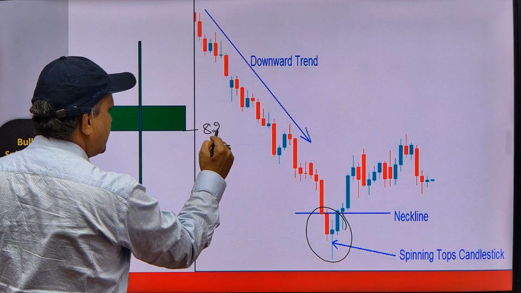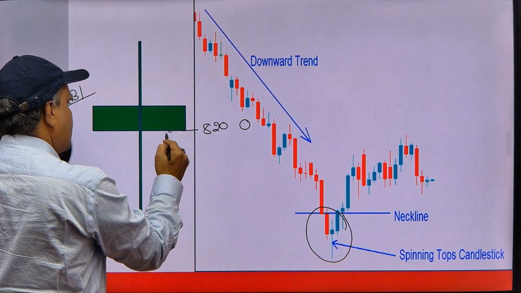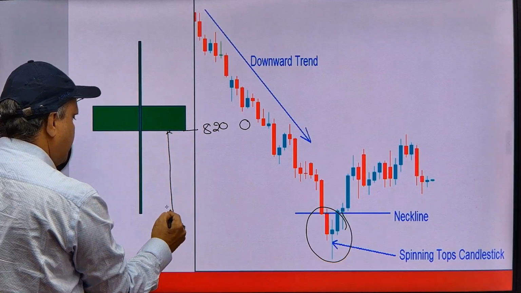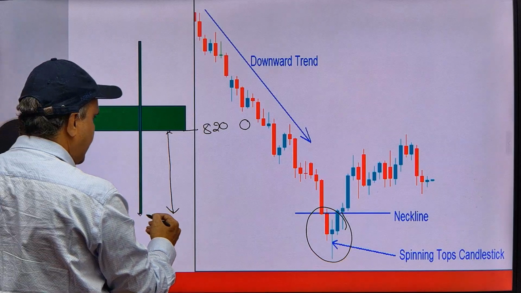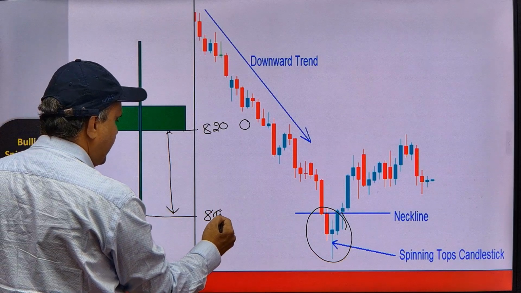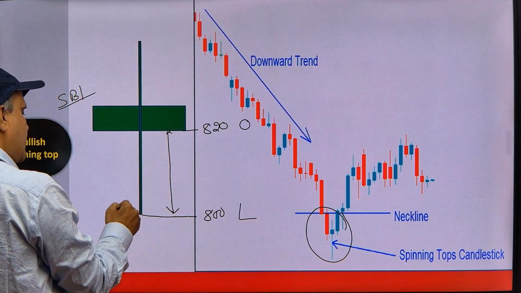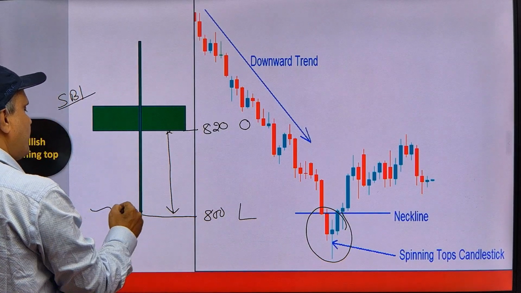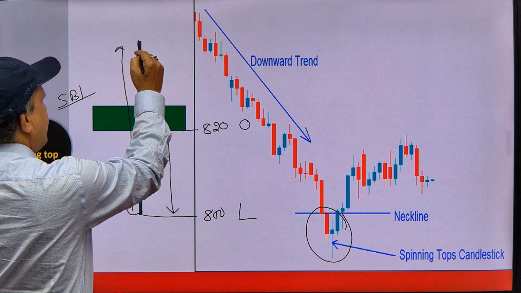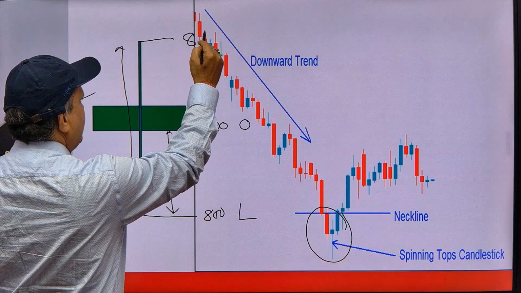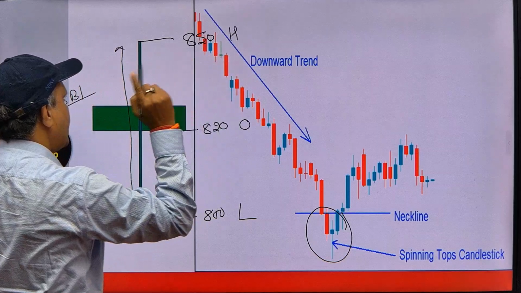Starting price was 820. That means it's the opening price. Sellers were here. They pushed the share down, started selling, and the price came to this level, 800. That means this is the low price. But buyers were here because it's a support here. They started buying and the price came to 850. That is the high price of that day.